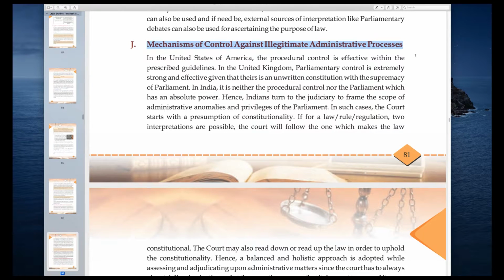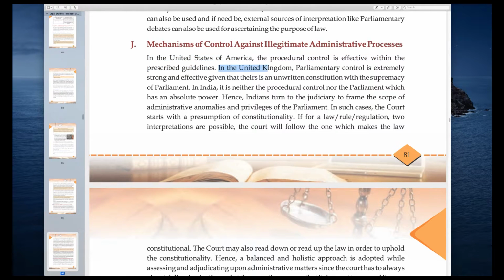It is interesting that it is saying something like this: if these administrative bodies or subordinate bodies do something that is not within the framework, not within the given guidelines, then how do we control that? First understand the topic. Okay, so in that case, what to do? See how it started. It gives the reference of two countries of the world: in the United States of America, the procedural control is effective within the prescribed guidelines.